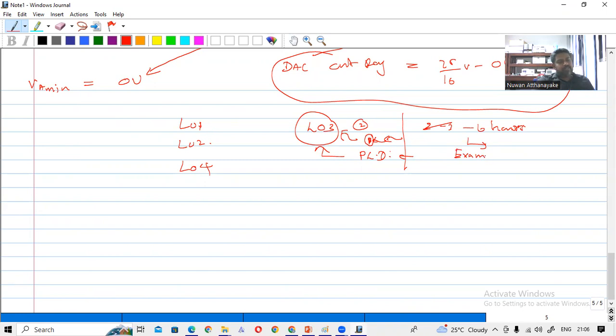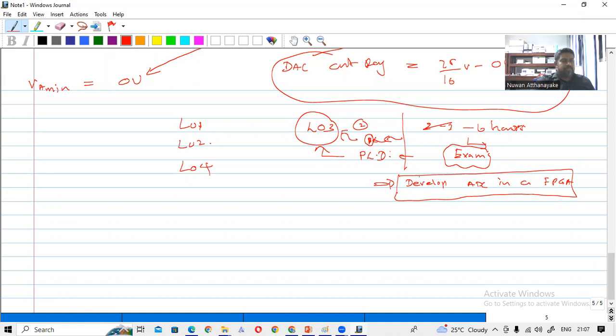I don't hope to give you exam questions from this LO3 part. I hope to give you an assignment using this LO3 part, some kind of little project, to develop an analog to digital converter in FPGA. This kind of assignment or task I want to give you, and after the exam, after doing this lecture, we will try to do this one also.